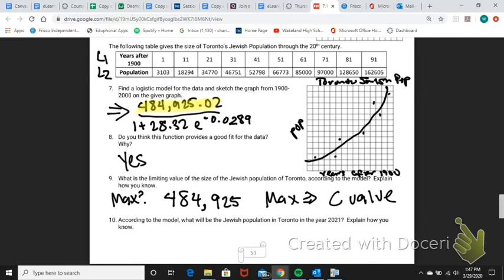So last one is number 10, and this one was probably the most difficult one of all of these. Number 10 wants to know what we can expect the Jewish population to be in the year 2021. Explain how we know. Now, one huge thing that we need to do before this problem is we need to notice that this is years after 1900.